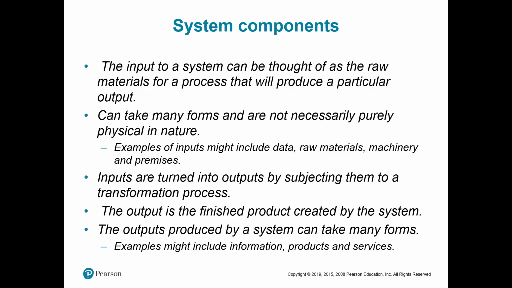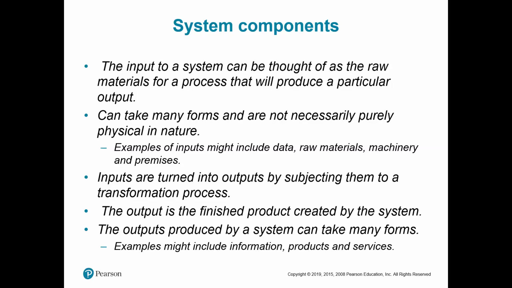Inputs are turned into outputs by subjecting them to what? The transformation process. And then the second aspect was what? The process. That is the transformation process. An organized transformation process. So we input data, it has to go through an organized step-by-step approach to achieve our objective or our goal. All right. So the output is the finished product created by the system. So after processing, the information comes out as what? The end product or the service that is received from the processes that it went through.